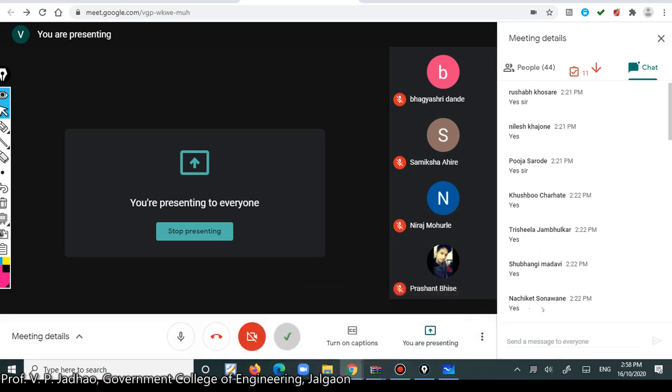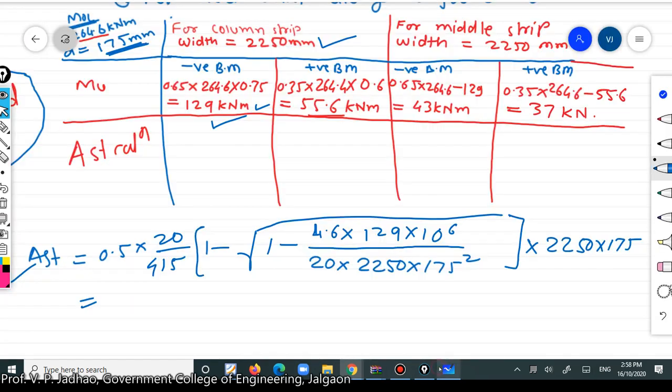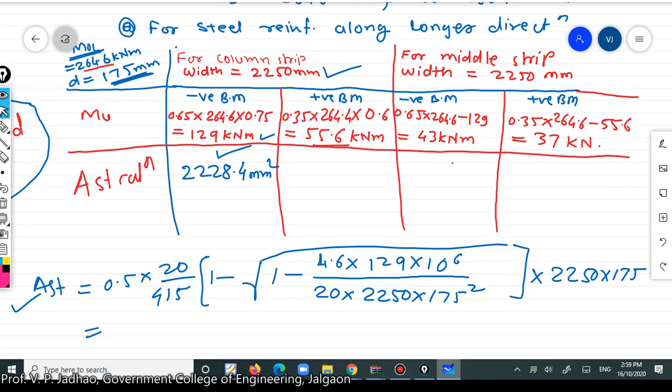2228. Okay, Nilesh has calculated it as 2228.38 mm square. So we'll just write down the steel reinforcement here, that is 2228.4 mm square. Similarly, we have to calculate the steel requirement for all these strips. So just change this value here.